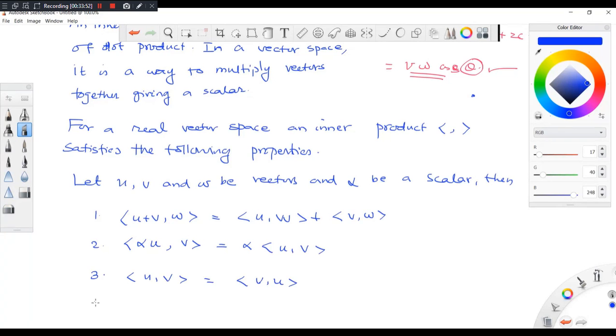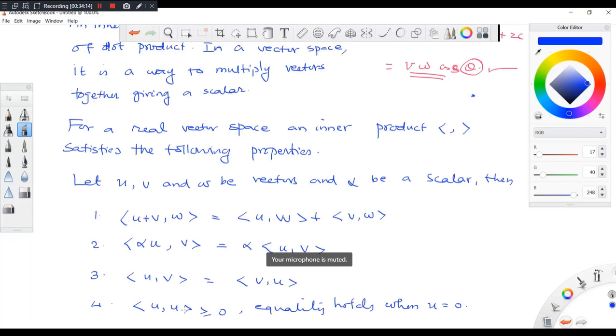And the fourth property: the inner product of u with u is greater than or equal to 0 always. Equality holds when u equals 0. When u equals 0, this becomes 0. Otherwise, it will always be positive. That is why you give a meaning to the length of this. So this was the definition which you have studied for an inner product.